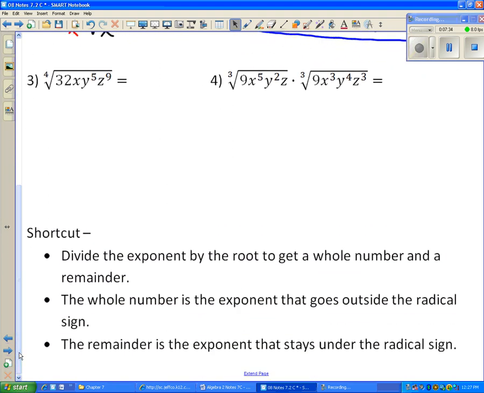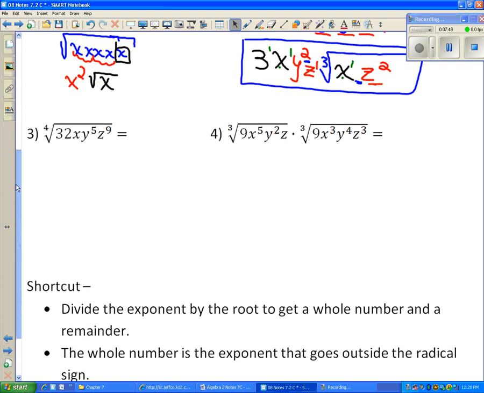Down here is the shortcut, and it's exactly what I did. Divide the exponent by the root to get a whole number and a remainder. The whole number is the exponent that goes outside the radical sign. The remainder is the exponent that stays under the radical sign. Let's try a couple others.